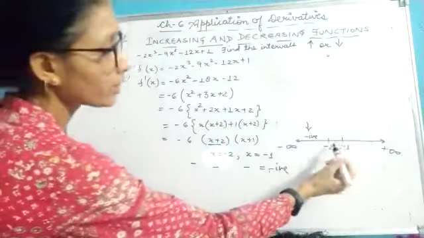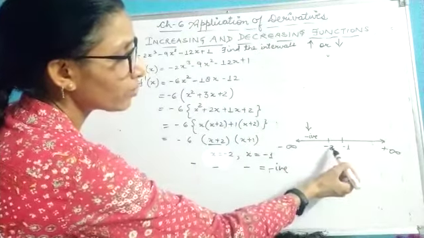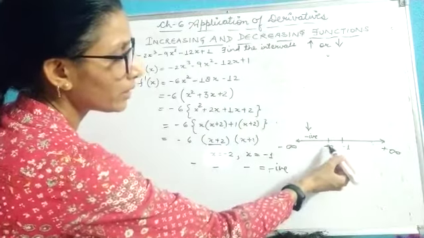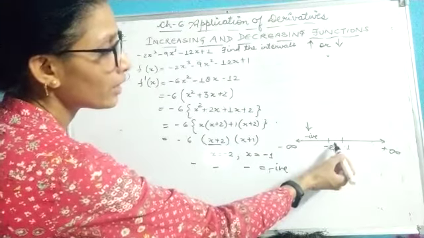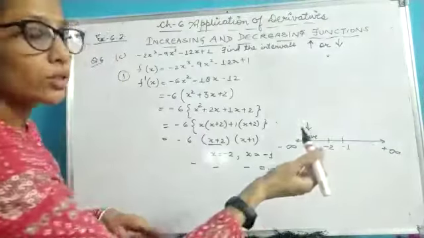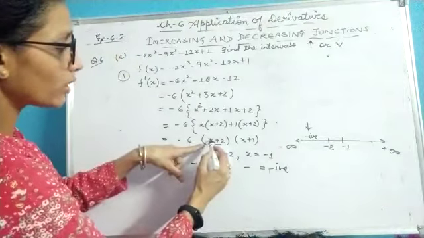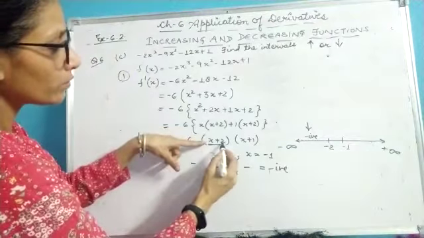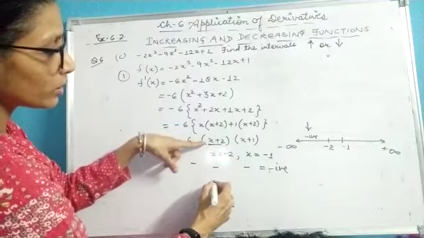Now let's check. Take any number in between minus 1 and minus 2. So let's say I take it as minus 1.2. So if I take minus 1.2 here, it will be positive here. So this is positive here.